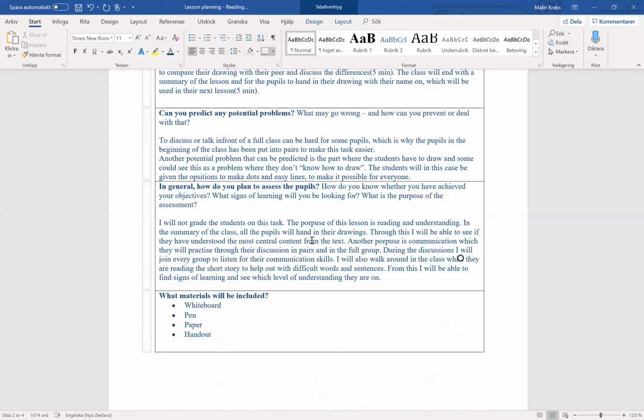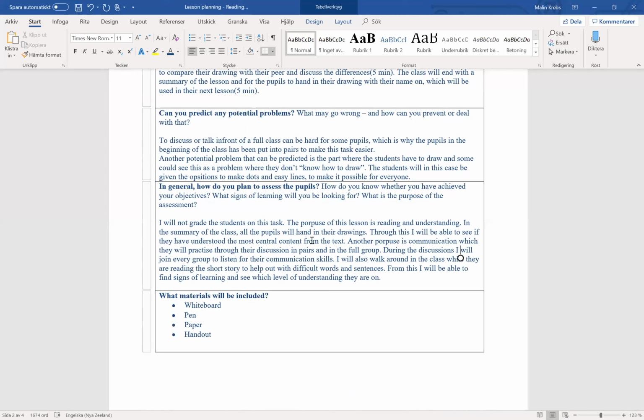Another potential problem that can be predicted is the part where the students have to draw, and some could see this as a problem where they don't know how to draw. The students will in this case be given the option to make dots and easy lines to make it possible for everyone.